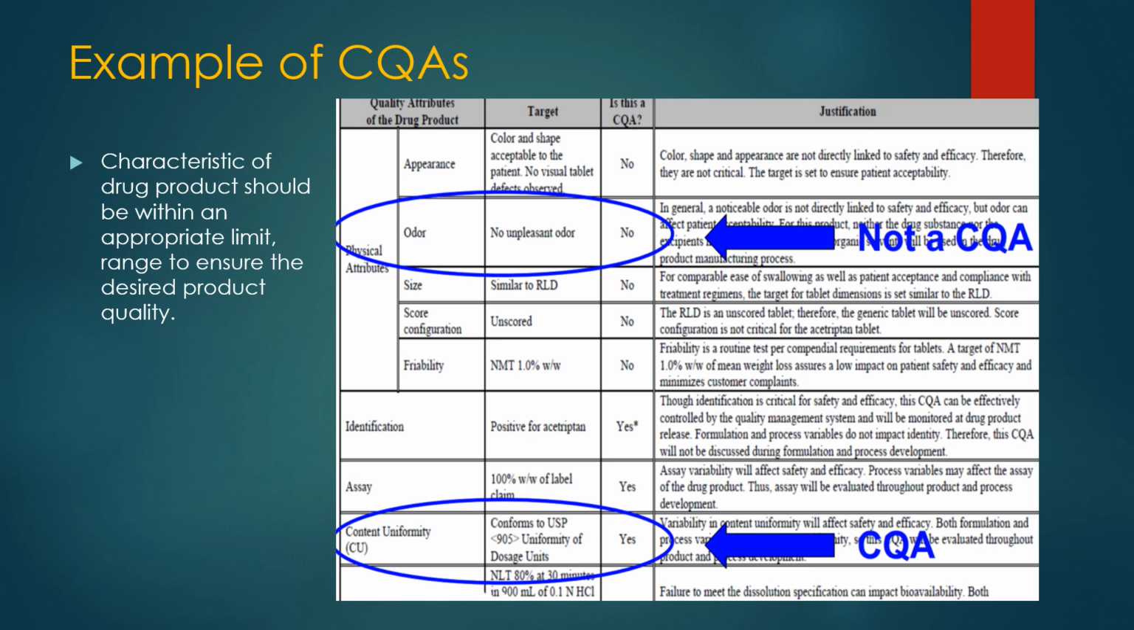quality. The differentiation shows that odor is not a CQA. It could be unpleasant in terms of acceptability by the patient, but it's not linked with product safety, quality, and efficacy. So that's the basic difference between a CQA and a non-CQA.